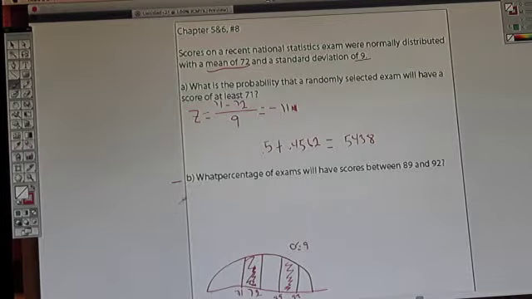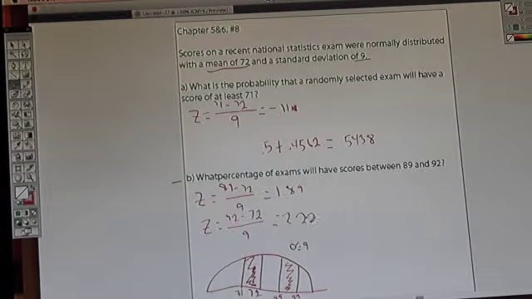This is where parts get a little tricky. You need to find the z-score of each. So, to find the z-score of 89, you do your score minus the mean over your standard deviation. So it's 89 minus 72 over 9. That gives you a z-score of 1.89. To find the second z-score, you do the same thing. You do 92 minus 72 over 9. And that gives you a z-score of 2.22.